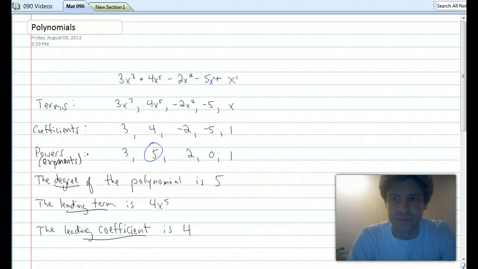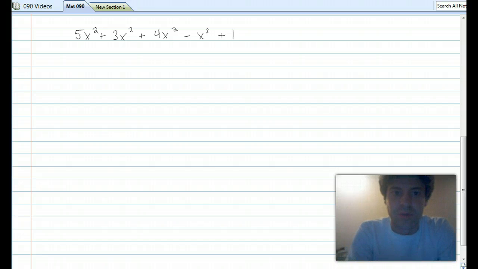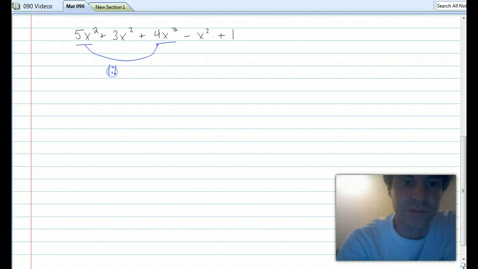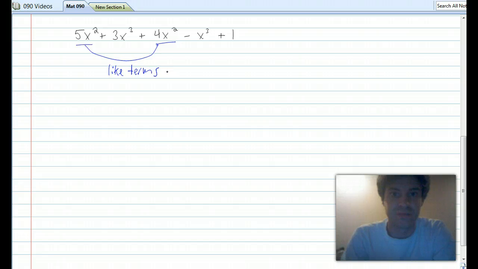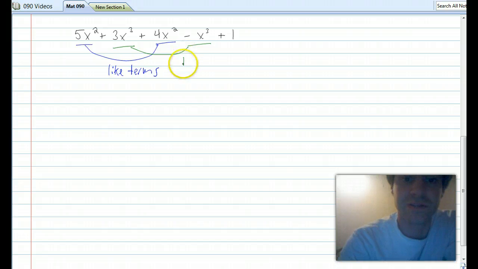Okay, let's look at another example. Alright, here's an example of another polynomial. It starts with 1, 2, 3, 4, 5 terms. But there's a difference between this polynomial and the one before it, because you'll notice there are two terms here, 5x squared and 4x squared, that have the same variable and the same exponent. Because these two terms have the same variable and same exponent, they're called like terms. There are two other like terms in this polynomial. 3x cubed and negative x cubed also have the same variable and they have the same exponent on that variable. So these two are considered like terms as well.